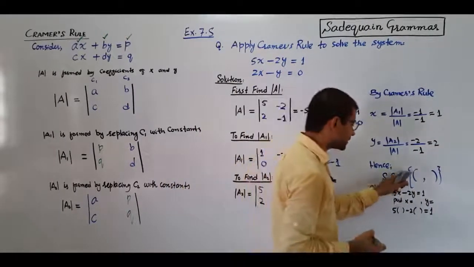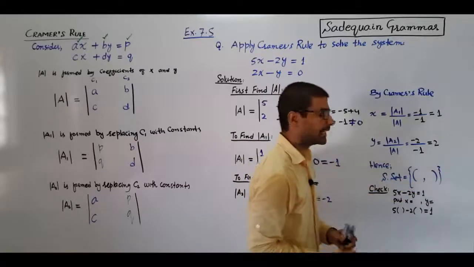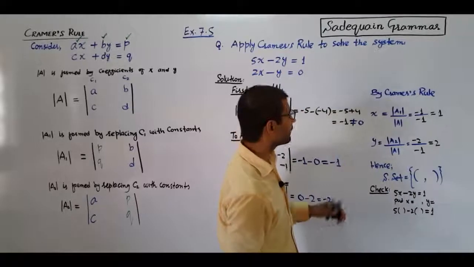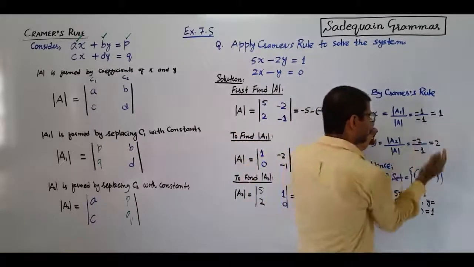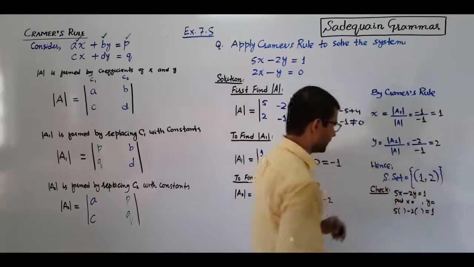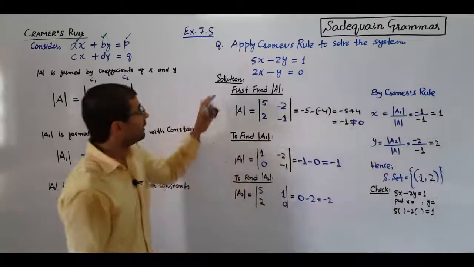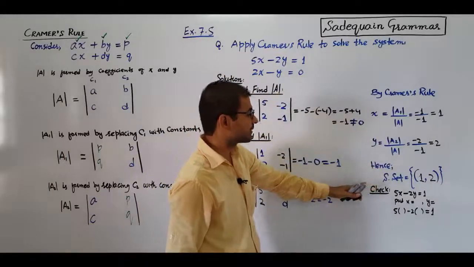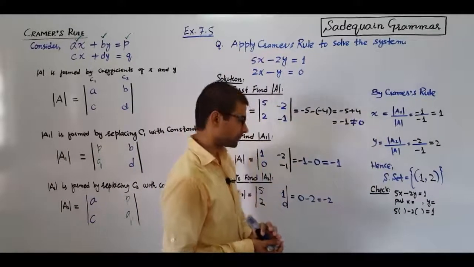For the solution set we have to form curly brackets, and then in these curly brackets we have the ordered pair form. For the ordered pair form, students, first we have to write the value of x and then we have to write the value of y. This is your solution. Apply Cramer's rule to solve, but we can check the solution by our satisfaction.